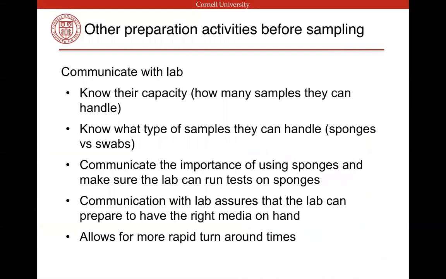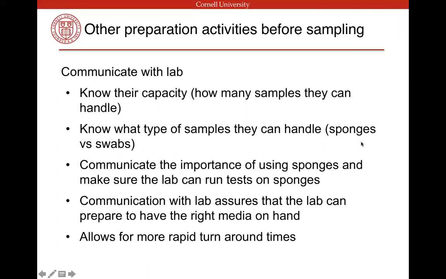Another thing to be aware of before you go out sampling is to communicate with the lab. You need to know their capacity, how many samples they can handle. You can't just go out and take 100 samples and hope that they can process all of those. You need to know what types of samples they can handle.